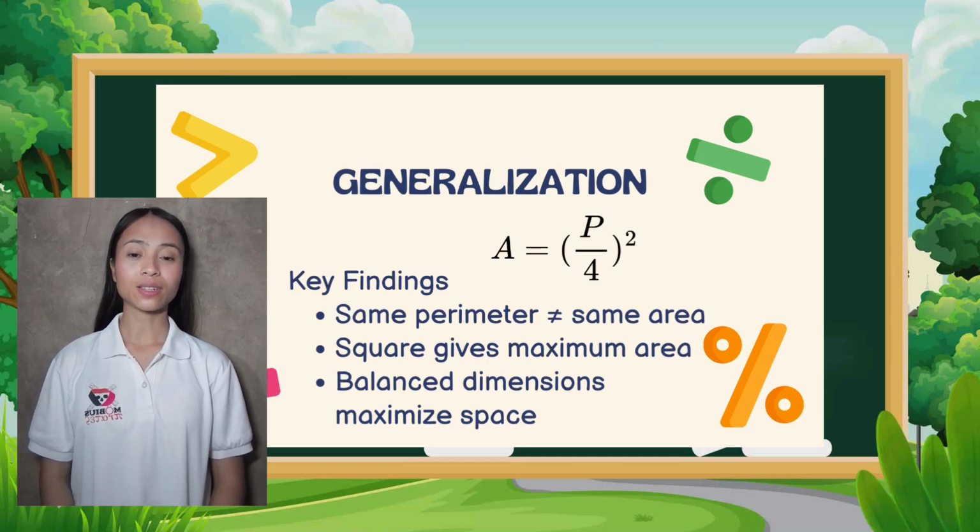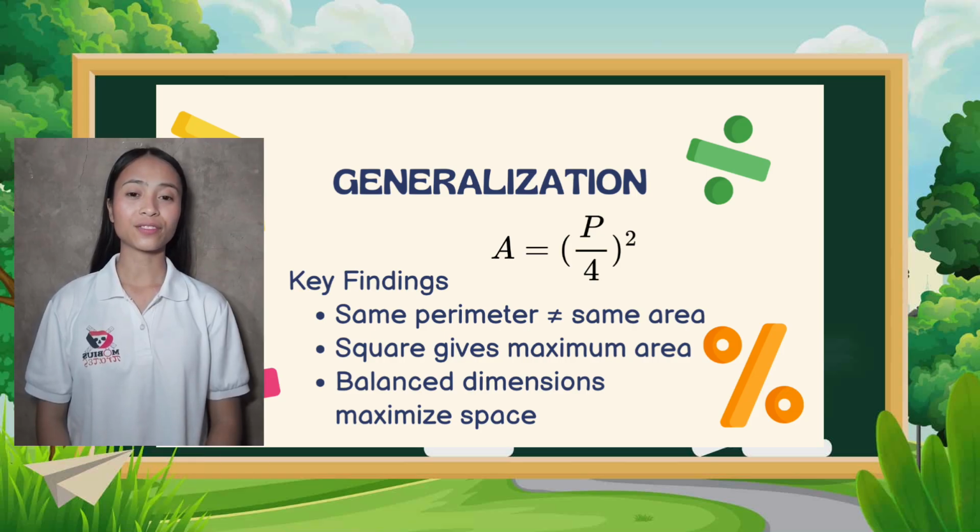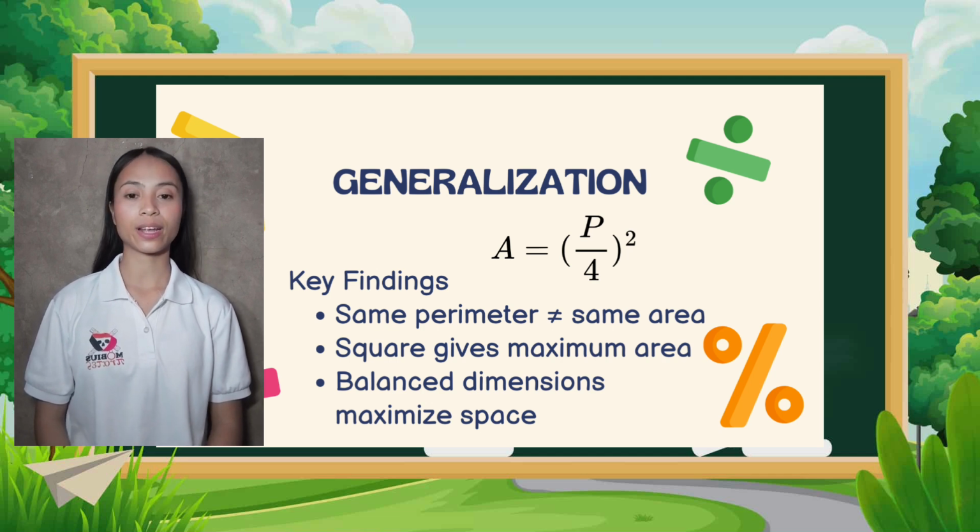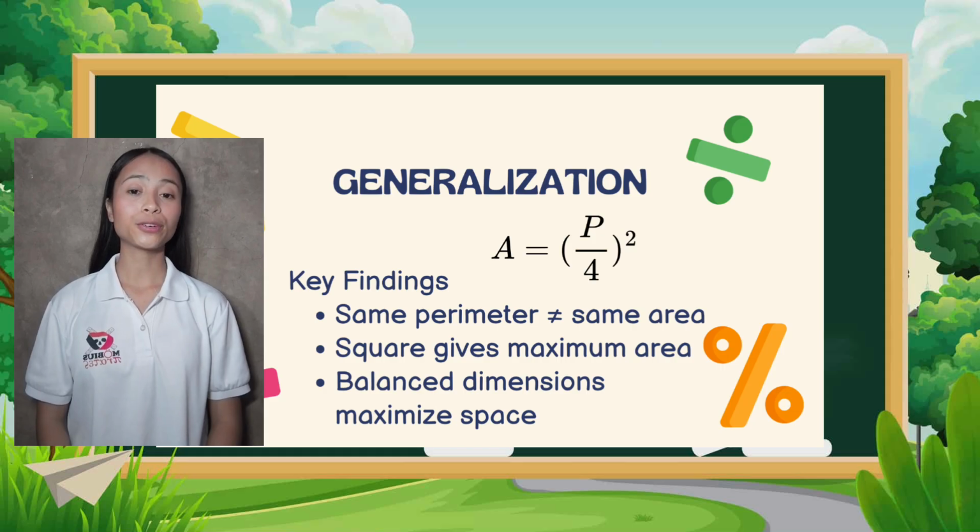Our generalization summarizes the universal truth discovered. Balanced dimensions maximize space. Regardless of the size of the perimeter, the geometric relationship remains constant. The more square-like the rectangle is, the greater the area. This principle proves that while perimeter is fixed, the area is dynamic and highly dependent on the ratio of the sides.